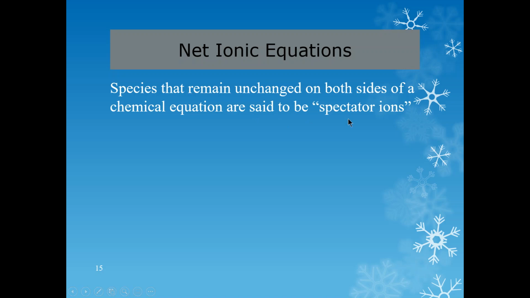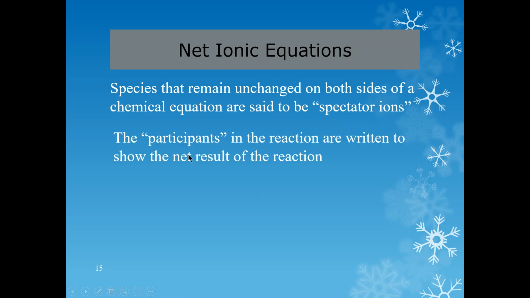Now, in order for us to determine the net ionic equation, we need to determine what are known as the spectator ions. And the spectator ions are basically those ions that exist in the equation on both sides in the same state. In other words, they remain unchanged as you go from reactants to products, all right? Now, the other substances involved would be the actual participants in the reaction, and therefore these are directly involved in the net ionic equation.